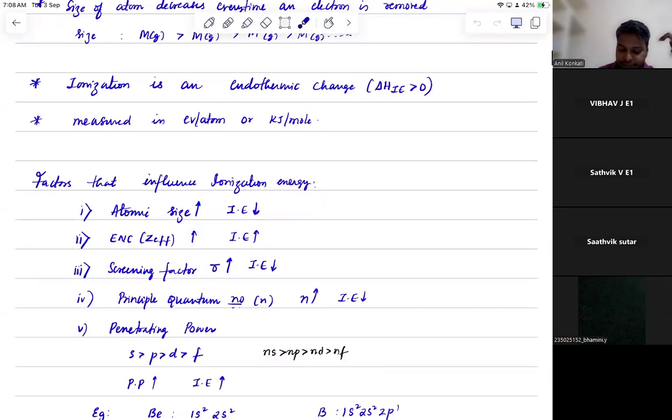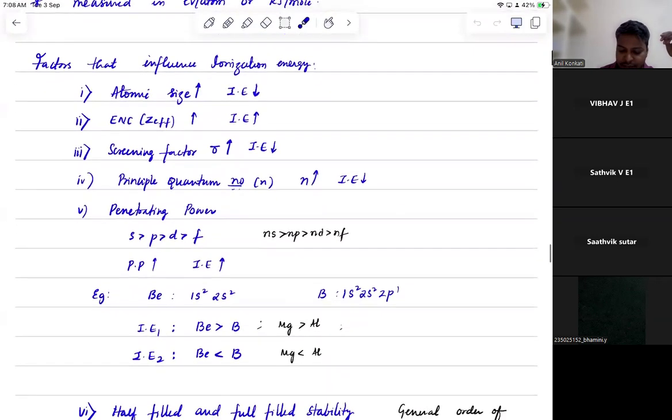Z effective, the effective nuclear charge: if it increases, ionization increases. If the screening factor increases, ionization decreases. If the principal quantum number n increases, ionization decreases, which means lower orbitals require more energy compared to higher orbitals. Next, penetrating power. You know the order s, p, d, f is the order of penetrating power for a particular orbital. So as the penetrating power increases, ionization increases.